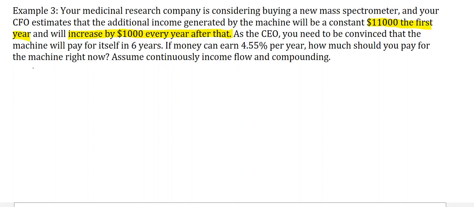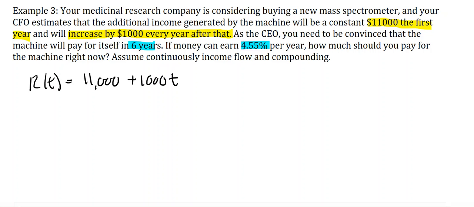So the revenue is going to start off at 11,000, but it's going to increase by a constant amount. Every year it increases by $1,000. So what we're going to do is simply add to that 11,000 the amount of the increase times t. And so we have a linear revenue function. And then the rest of it is pretty much the same sort of thing. We have 6 years and the rate is 4.55.